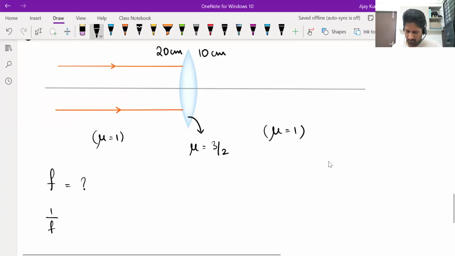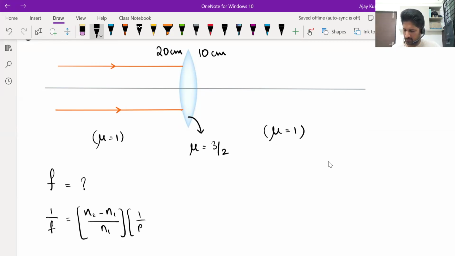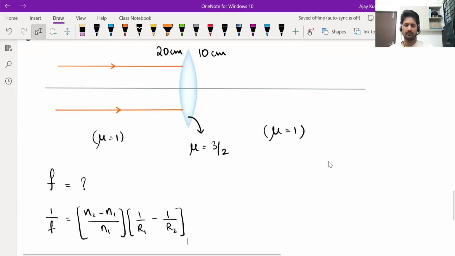The formula is 1 by f is equal to n2 minus n1 divided by n1 into 1 by r1 minus 1 by r2. Okay, I got two answers. One has 40, one has 40 by 3. Rishi, any answer? Sir, I'm still solving. Okay, fine.